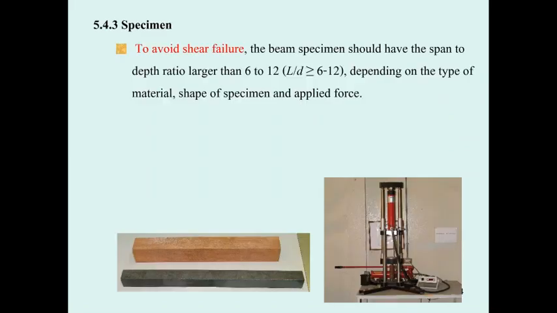For the specimen, we are going to design the specimen carefully. First, if we would like to avoid shear failure, which may occur as a crack at this portion of the beam, because under the force this portion is going to have the V max, then to prevent the crack at the end, you have to have the ratio of L over D larger than 10 or 12. Usually we use larger than 10, depending on the type of material, shape of structure, and applied force.